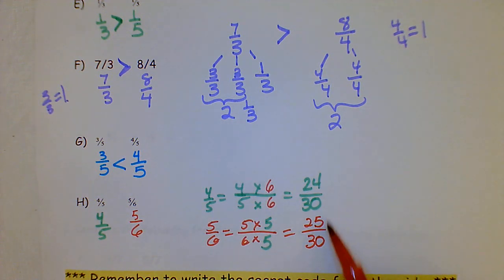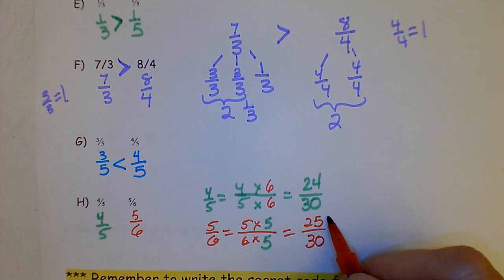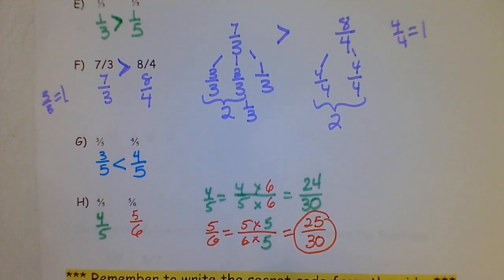So now I can actually compare these much more easily. So I can see here I have 24/30, and here I have 25/30. And 25/30 is definitely more than 24. So I'm going to go ahead and circle that one. So 25/30 is more, which means that 5/6 is more, which means that the alligator is going to eat 5/6. So 4/5 is less than 5/6. And there you have it, my friends.